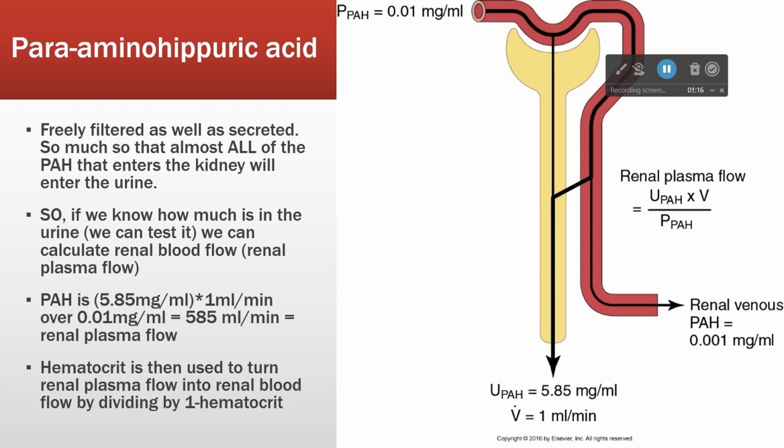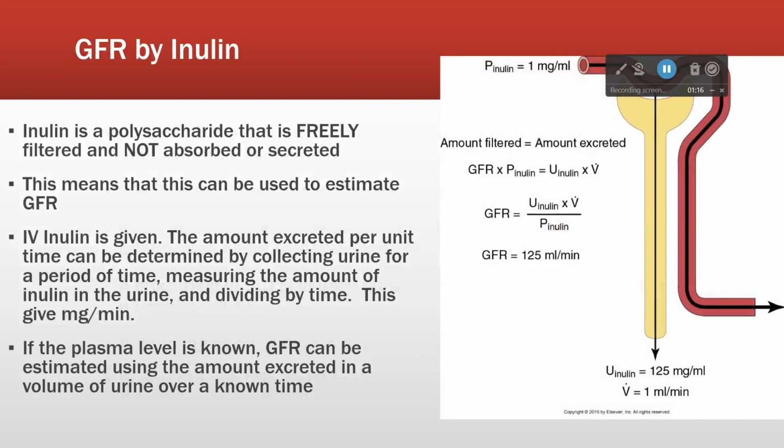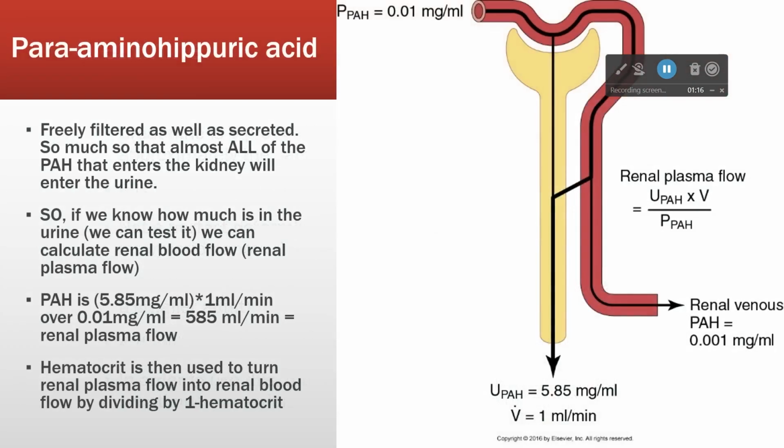What this test allows us to do is similar to what we do with the other. We give a known amount of PAH. We detect how much PAH is in the urine over time. That gives us milliliters per minute, and then we can use that to calculate renal plasma flow. Remember, renal plasma flow is how much blood flow it took to make the GFR that we got. So if we want to test how well blood is flowing to the kidneys, how well the kidneys are receiving whole blood, this is how we would do that with para-aminohippuric acid.